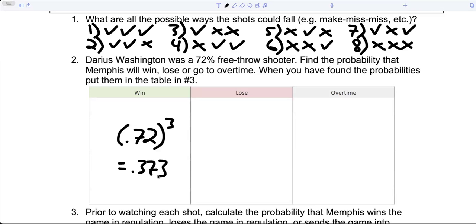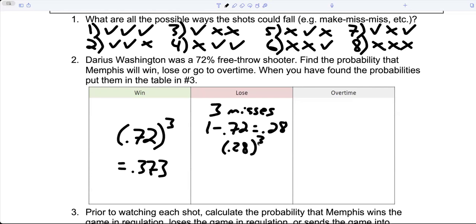So now let's find the probability that he loses, that the team loses. All right. So there's 2 different outcomes where they lose. First, he misses all 3 shots. And so what is that probability? Well, it's the complement of making them, right? So it would be 1 minus 0.72, which would give me 0.28. And so then we're going to do 0.28 raised to the 3rd power. And what is that probability? 0.02. Okay, it's pretty low if he's a 72% free throw shooter, right?